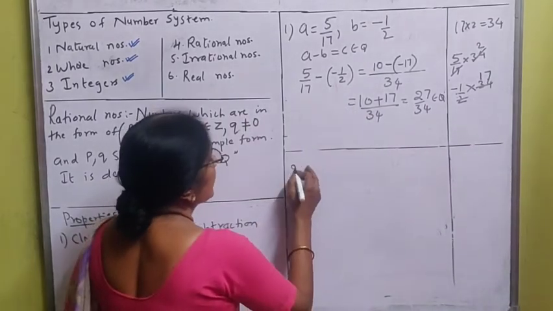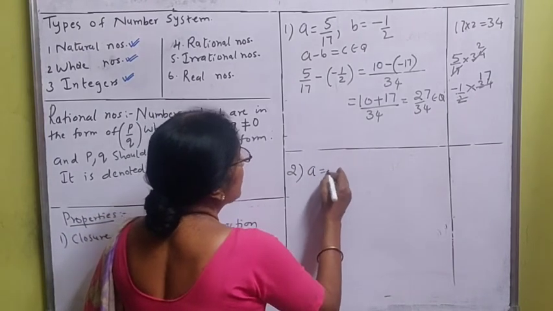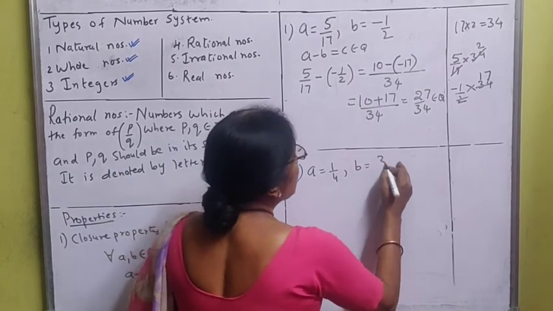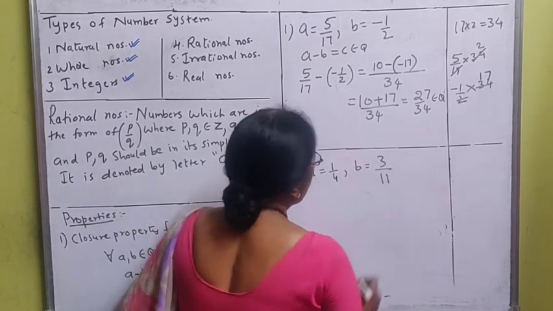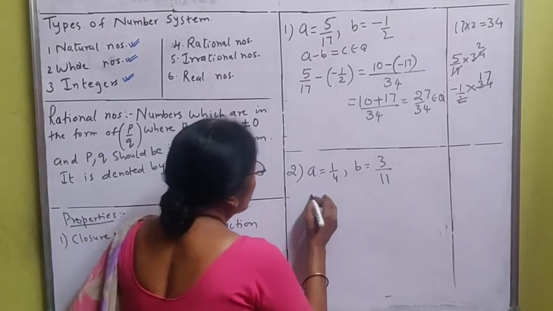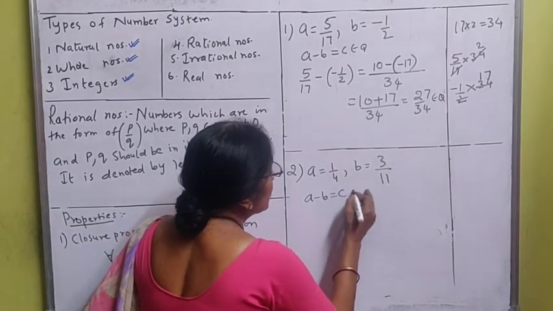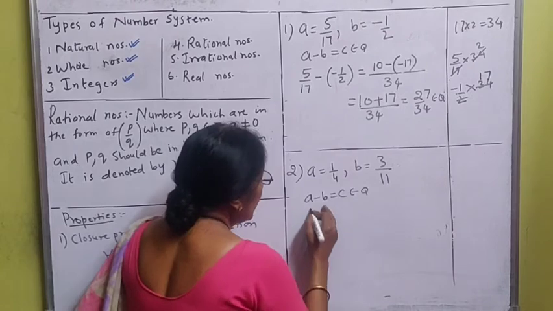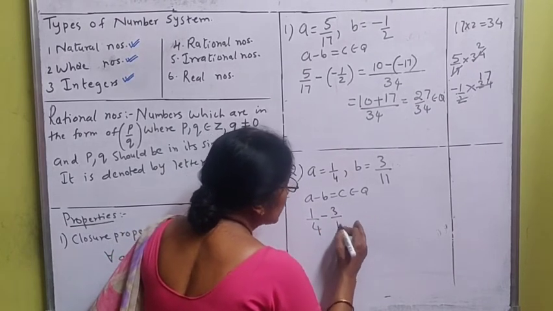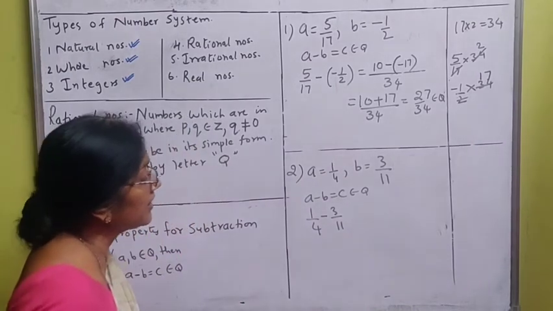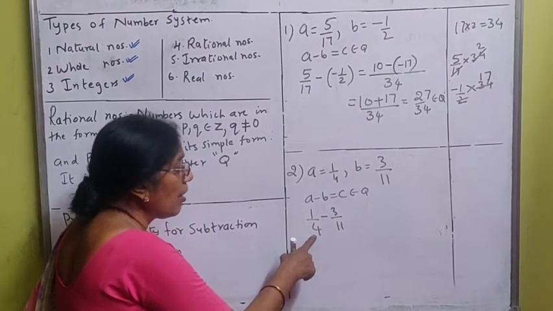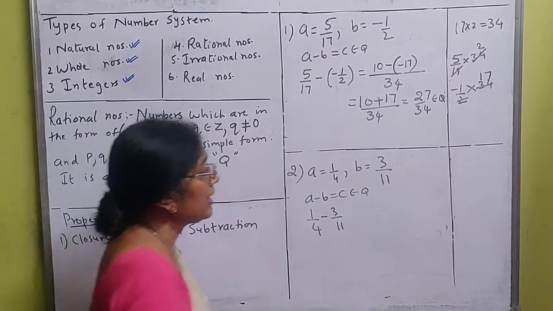So let us take the second example. A is equal to 1 by 4, B is equal to 3 by 11. So what we will do? We have to see A minus B. So A minus B is equal to C belongs to Q. A value is 1 by 4 minus B value is 3 by 11. Here also you can see one is a prime number and another is what? A composite number. These two you have to multiply.